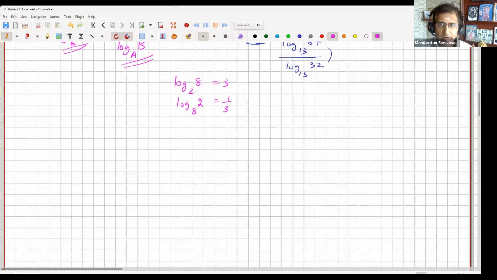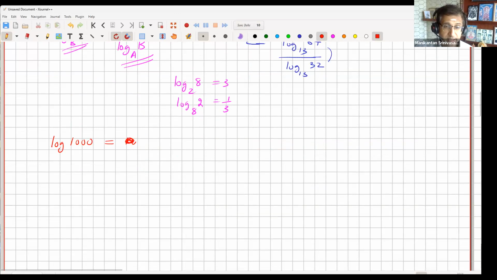And then one other thing. Whenever people use logs with numerical numbers, when people say log 1000, we spontaneously say it's 3. The reason people do that is because by default, the base is assumed to be 10, right? So the default base is 10.